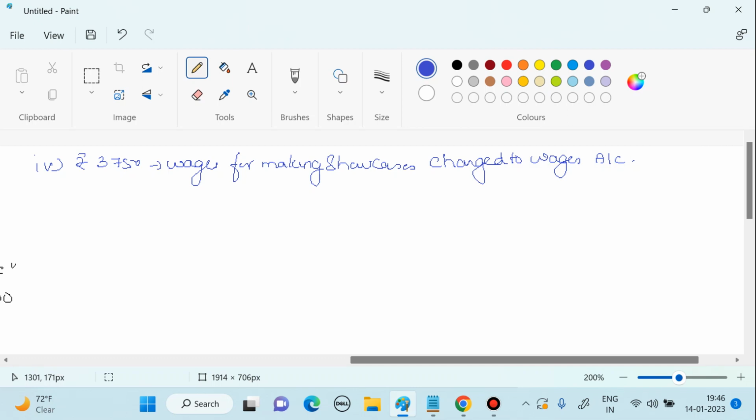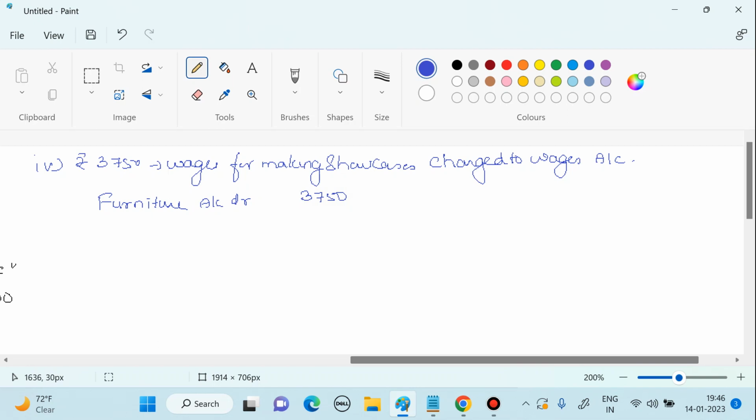Okay, fine. So will this also not come to furniture account? Yeah, this is also part of furniture. But they are charged to wages account. So credit wages, debit furniture. As wages was paid for creating an asset, the wages should be a part of the cost of that asset. So we should have debited furniture account. But by mistake, they have debited wages account.